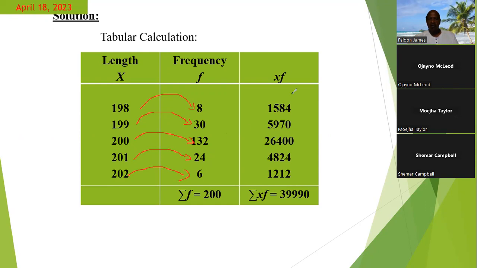Now, when we multiply, we get the sum of the individual X values, but to get the sum of all the X values, we have to add up everything in this column. And so when we add this column, we get a total of 39,990. So that would give you the sum of all the values. Now, the number of values would be the sum of the frequency. So when you sum up the frequency, you get 200.